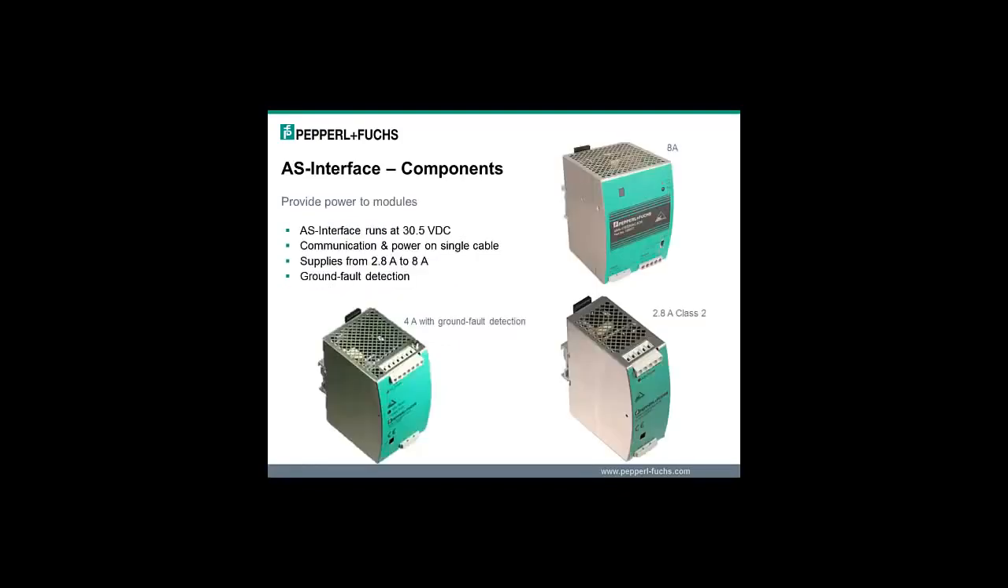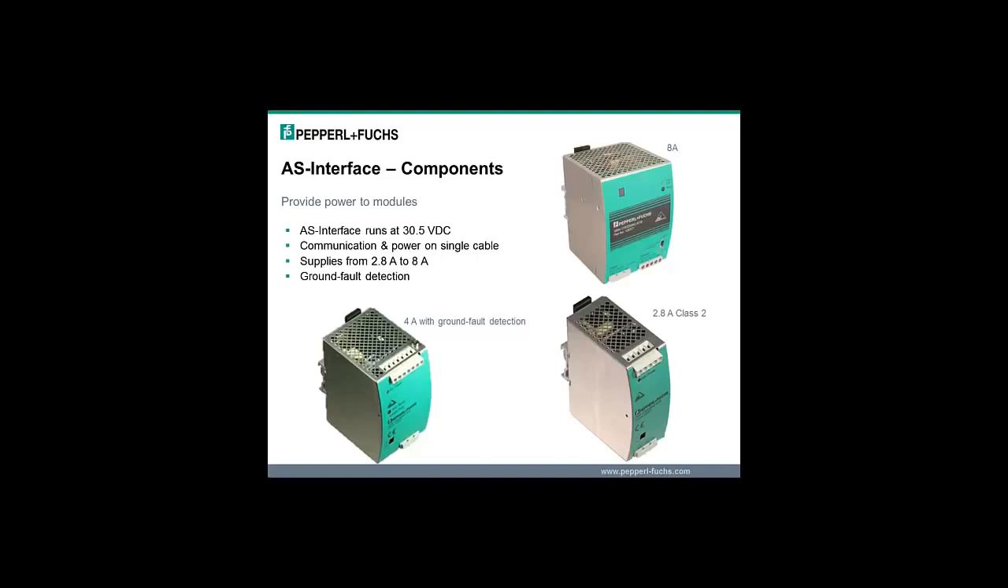An AS interface segment is powered by a suitable AS interface power supply. These power supplies operate at an elevated primary voltage of 30.5 volts and contain the decoupling circuit. Decoupling allows power and communications on the same cable, a main feature of the AS interface. To meet the current needs of the devices on the network, Pepperl & Fuchs offers power supplies with output current between 2.8 amps and 8 amps.